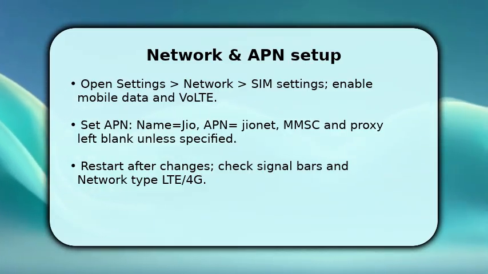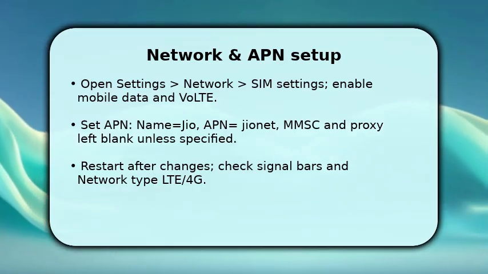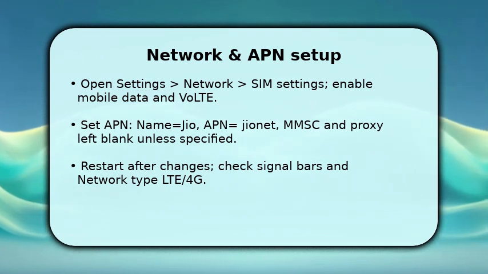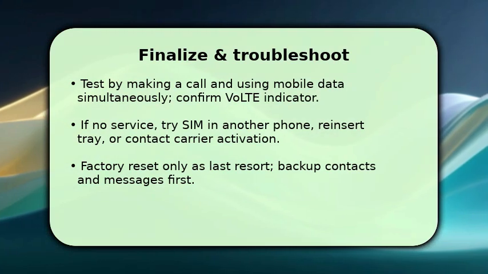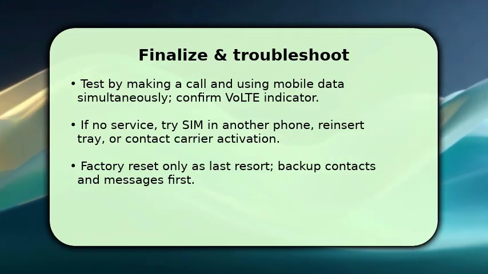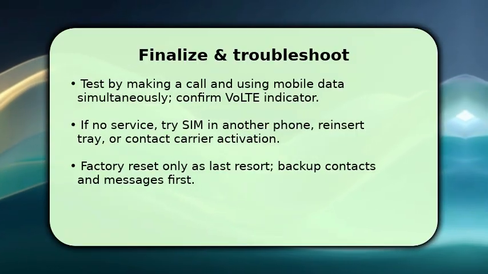After making changes, restart the phone to force the modem to re-register with the network. When it comes up, verify you see LTE or 4G and signal bars. You finish by testing both voice and data. Place a call while browsing a site or using an app to confirm VoLTE. Observe the VoLTE or HD icon.